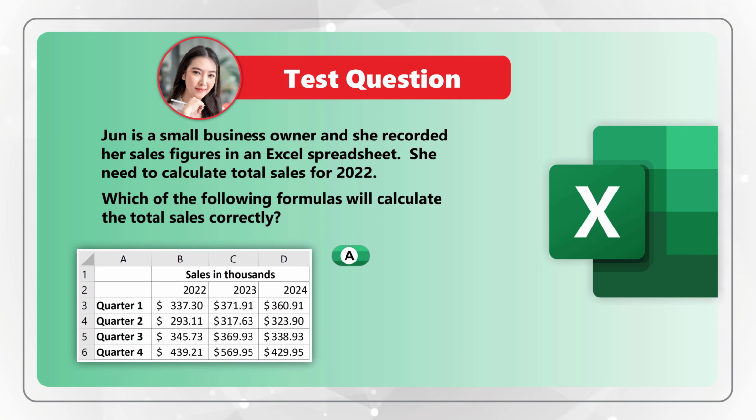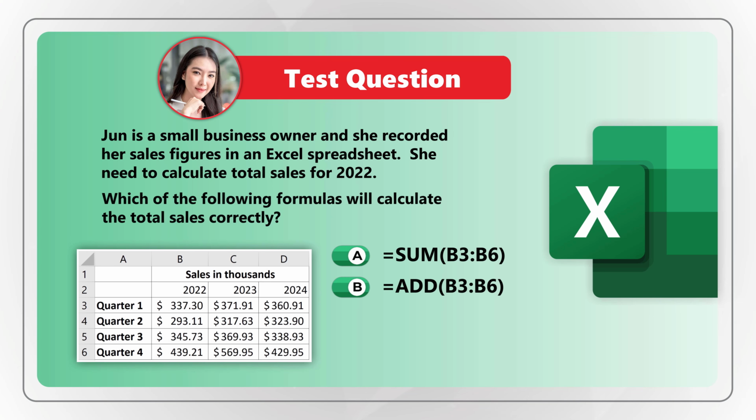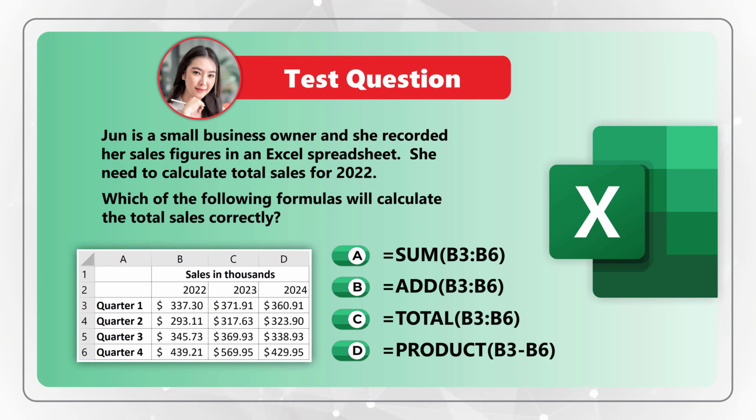choices. Choice A, equals SUM(B3:B6). Choice B, equals ADD(B3:B6). Choice C, equals TOTAL(B3:B6). And last but not least, choice D, equals PRODUCT(B3-B6). Do you know the answer?